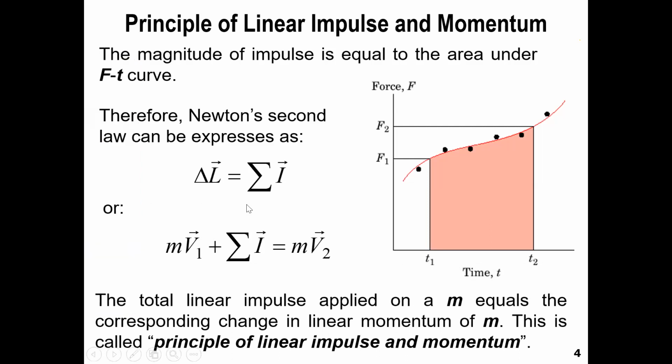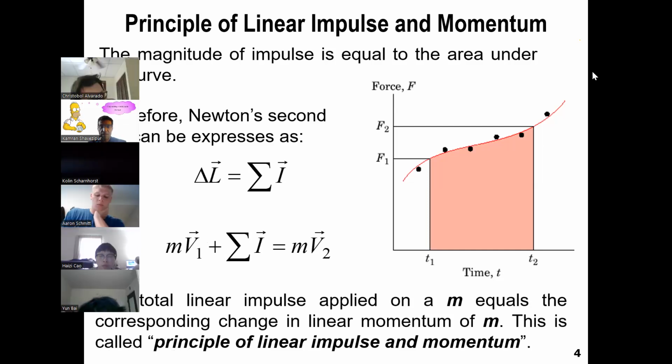We had something similar to this for work and energy. It was kinetic energy, all work done by external forces, and final kinetic energy. What is the major difference between this expression and that expression?